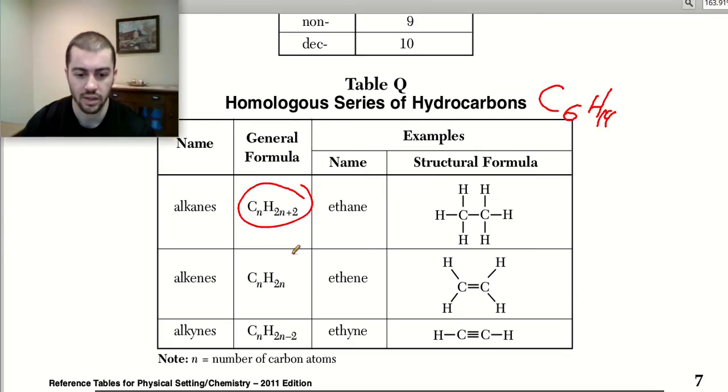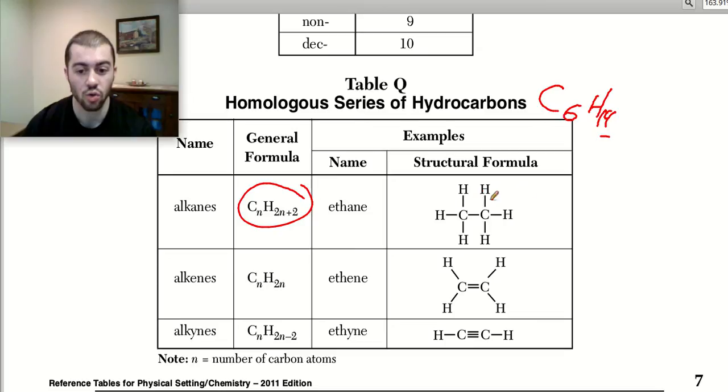If we look, C6H14, does that fit in the alkenes general formula? Well, we have our 6 for our N, 2N would be 12, but we have 14 here, so that doesn't fit. And then same thing with our alkynes formula. Again, our N is 6, so this will require H10 here, but we have 14, so neither of those really fit with the formula that we have.